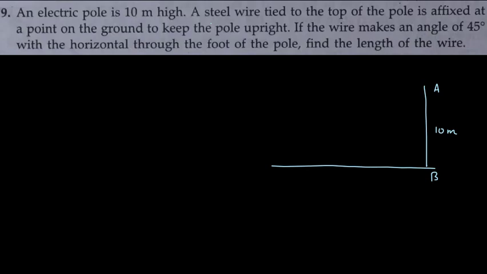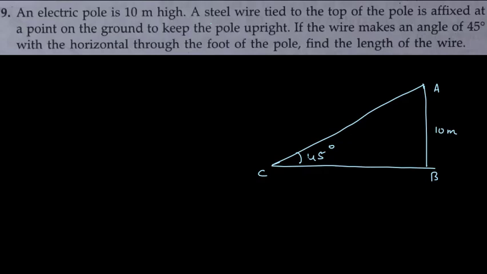A steel wire tied to the top of the pole is affixed at a point on the ground to keep the pole upright. Like this. This is a steel wire, say AC. AC is the steel wire. This is at an angle of 45 degree with the ground, with the horizontal. Find the length of this wire. We have to find this length of the wire.